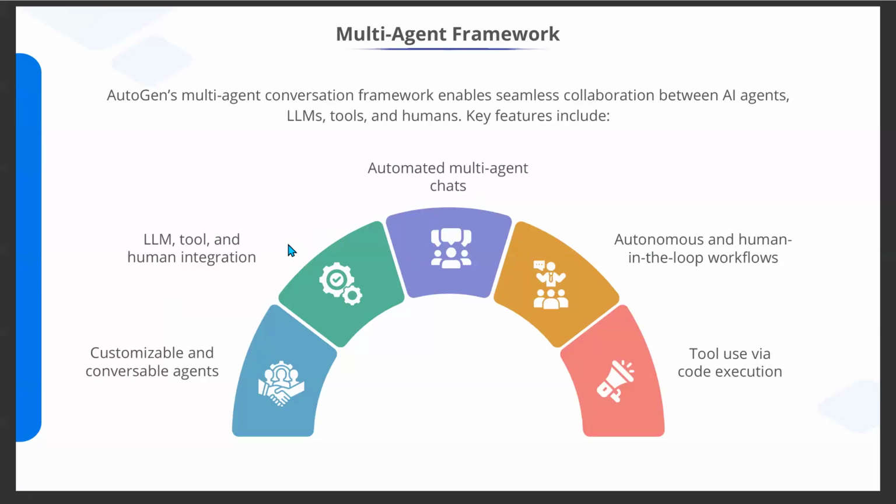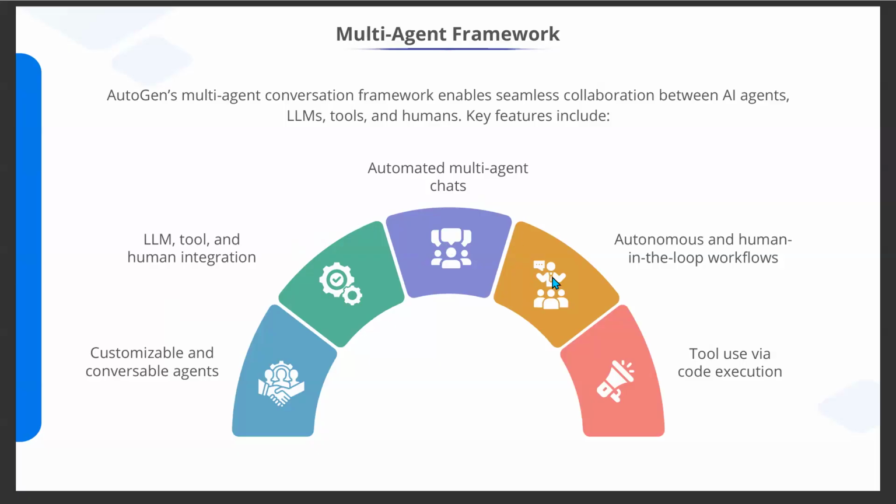Like a planner agent will divide the task, research agent collects the data, analysis agent processes information, writer agent generates output, and reviewer agent validates the accuracy.